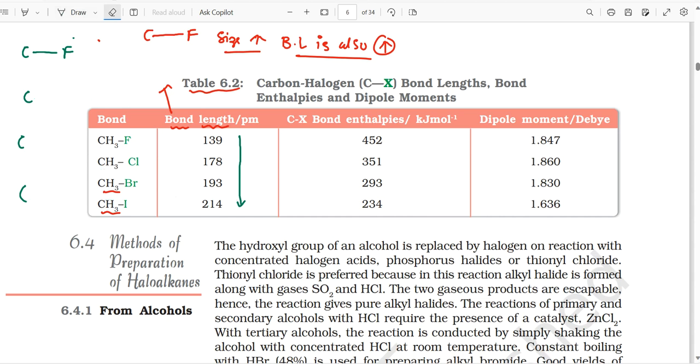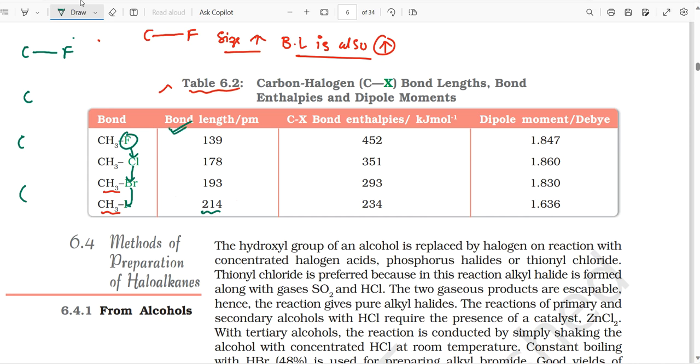The bond length increases from fluorine to iodine. Why? Because the size of the halogen atoms increases, so the bond length between the carbon and halogen increases. I hope this one is clear to you. Fluorine is smaller than chlorine, which is smaller than bromine, which is smaller than iodine. That's why iodine has the highest bond length. So I hope the bond length concept is clear to you.